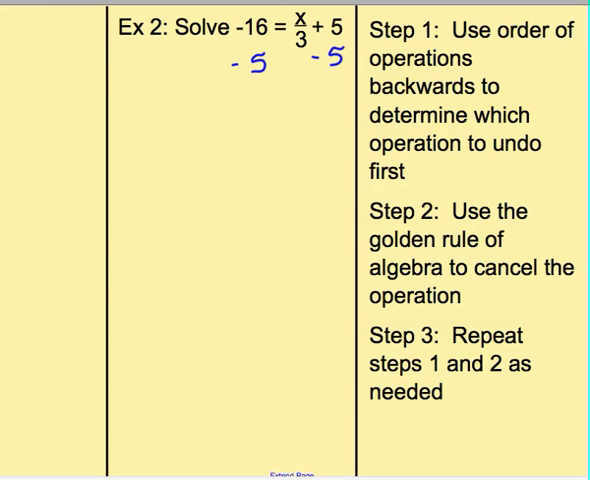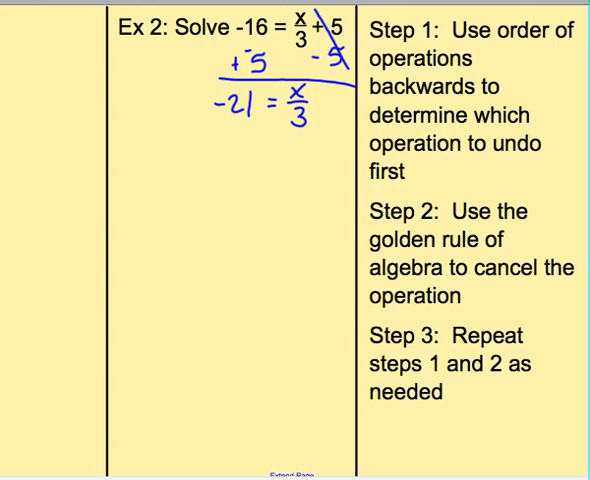So on the left-hand side, negative 16 minus 5. What's my subtracting rule? That's right, add the opposite. So negative 16 plus negative 5 is negative 21. Over on the right-hand side, my 5's cancel because 5 minus 5 is 0. And I'm left with x divided by 3.